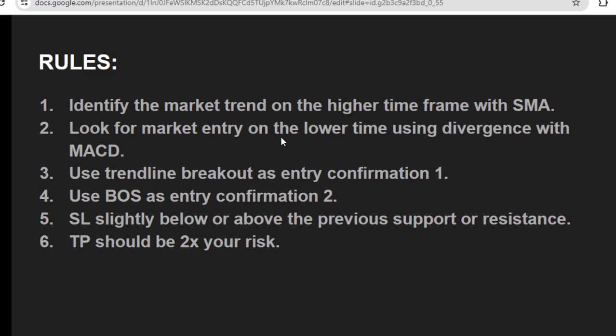The third thing in this strategy is to use trendline breakout as entry confirmation 1 and use BOS, break of structure, as entry confirmation 2, and your stop loss is slightly below or above the previous support or resistance. What this means is your stop loss is slightly below the previous support for an uptrend and slightly above the previous resistance for a downtrend. And the last thing you must do for this strategy is your take profit has to be 2 times your risk, which is 2 times your stop loss. This is all you need to do for this strategy.